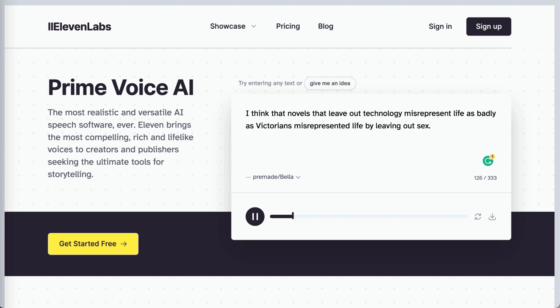I think that novels that leave out technology misrepresent life as badly as Victorians misrepresented life by leaving out sex.